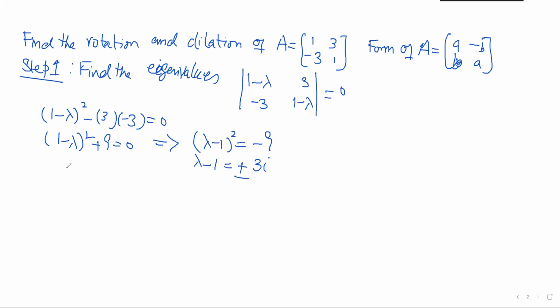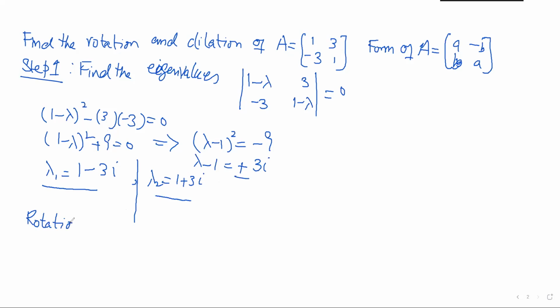So lambda 1 will be equal to 1 minus 3i, or lambda 2 will be equal to 1 plus 3i. Okay, so these will be the eigenvalues. So we can take any of these eigenvalues, and then we can find the rotation.